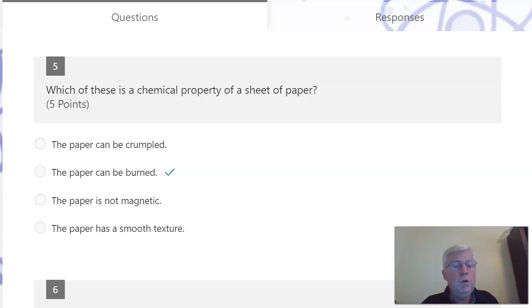Number 5, which of these is a chemical property of a sheet of paper? The paper can be crumpled. That's a physical property. Paper can be burned. That's a chemical property. The paper is not magnetic. Physical property. The paper has a smooth texture. Physical property. So the best answer is number 2.